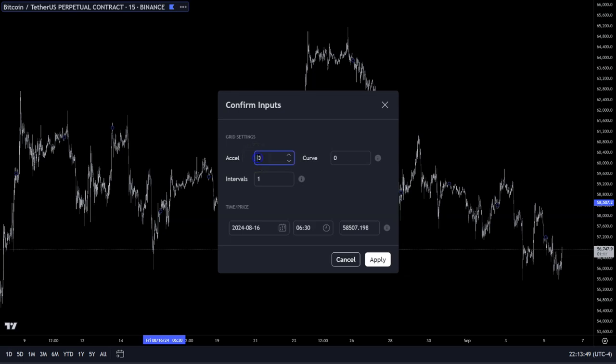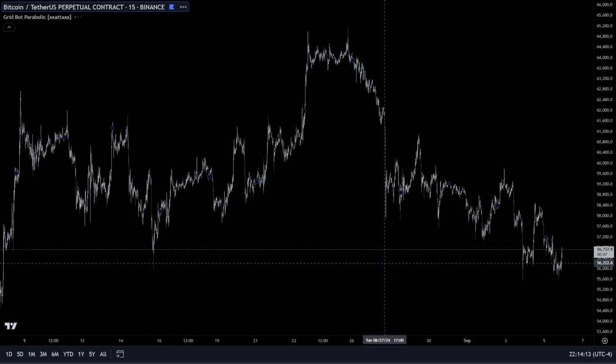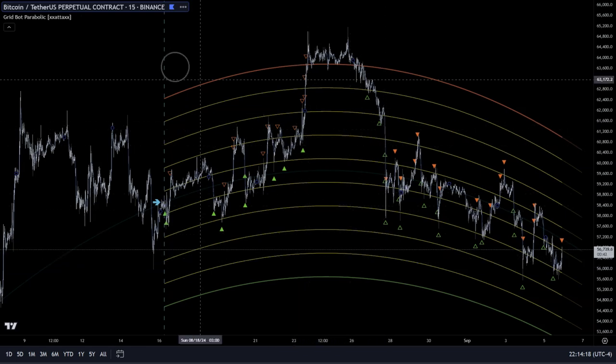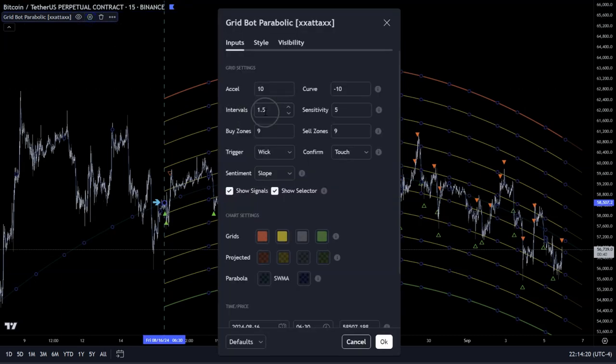I'm going to estimate the acceleration, which is the upward or downward movement, in this case upward, as 10. And you can kind of see it would peak here and then turn around. I'm going to estimate the curve to be -10 in the opposite direction. And again, you can experiment with intervals. I'm just going to guess at about 1.5. We can always change that too. Apply, and we'll see we're pretty close. We may want to adjust this a little bit to shape the market so we can return.